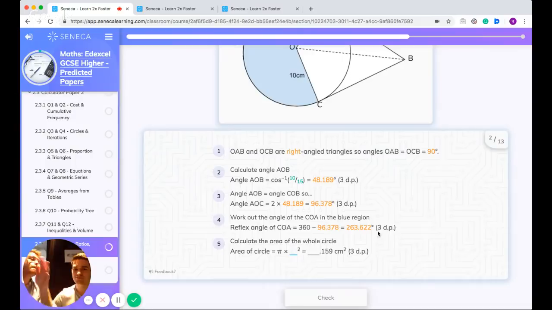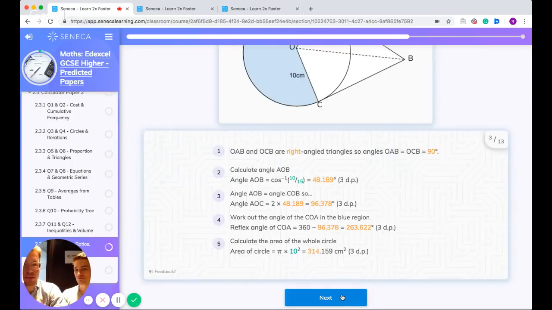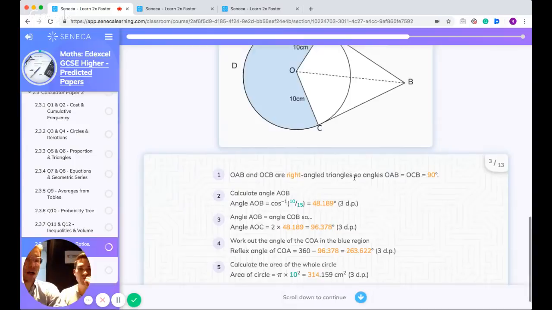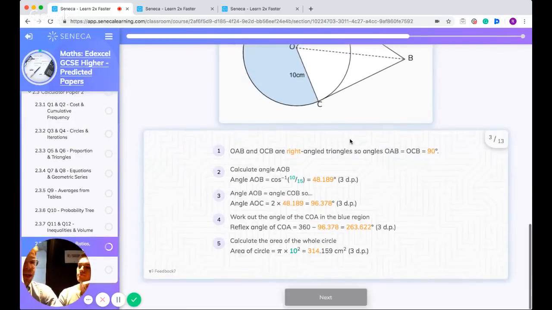Area of a circle: pi r squared. So that is what we're going to be using to calculate this. That's the area of the whole circle, all of it. Pi times 10 squared equals 314.159. Are we done? I don't think we are.